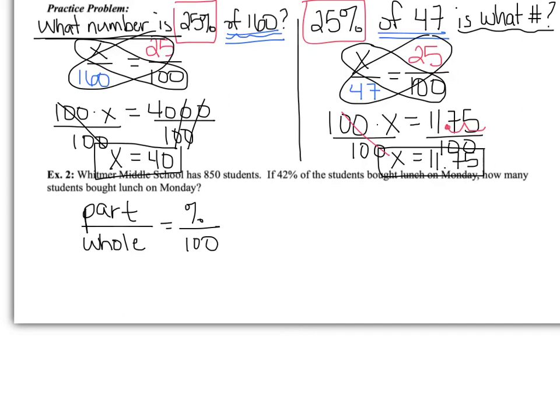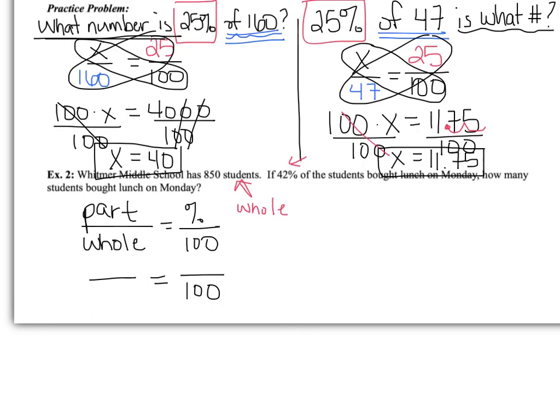Let's reread this question and identify what pieces of information we know. Whitmer Middle School has 850 students. That's the total that they have. That's your whole. And then the 42%, well, that has the percent sign, so that's my percent. That means I don't know my part. That's what I'm trying to find. Let's put those pieces of information in our proportion, cross multiply, and solve.